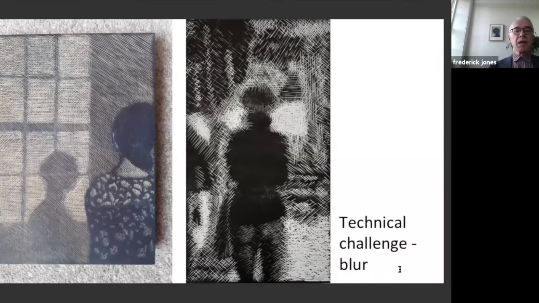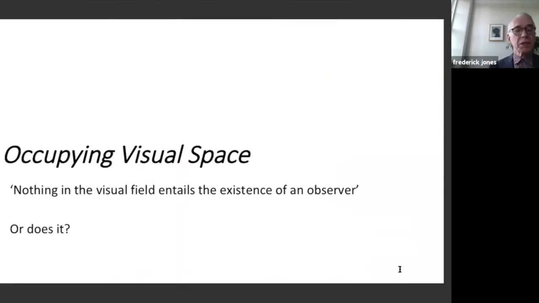Okay, occupying visual space. Now I've got there a quotation, not necessarily accurate because I didn't check the source: "Nothing in the visual field entails the existence of an observer." That's from Wittgenstein's Tractatus. And my question is, or does it?